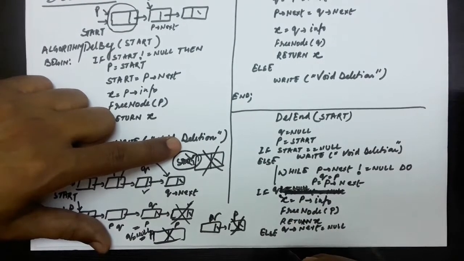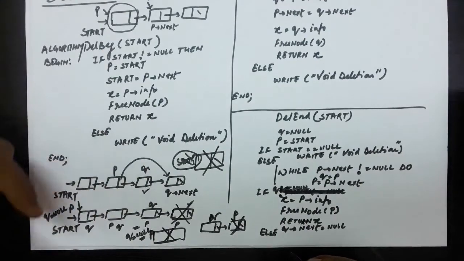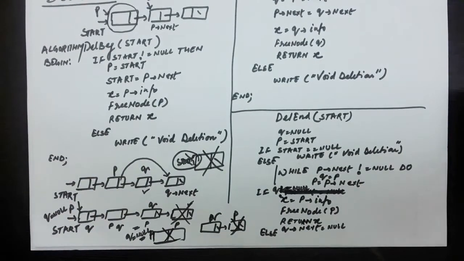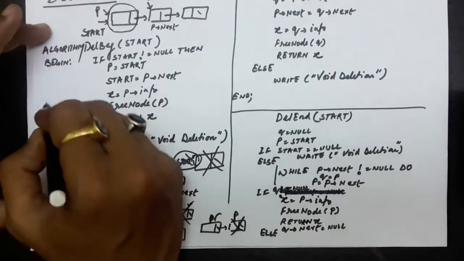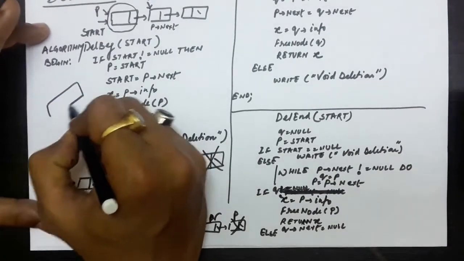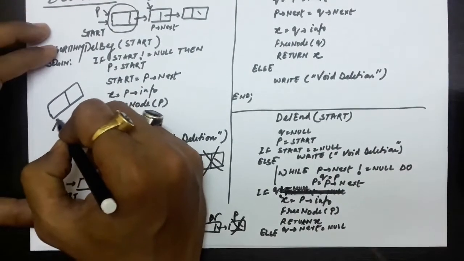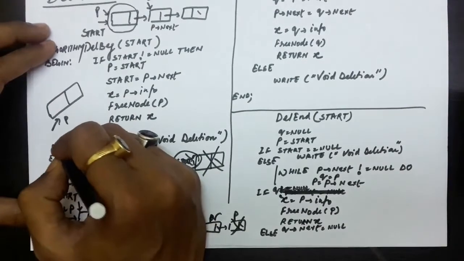So if Q is null, that means while doing the traversal, Q did not progress. Let's once again see with an example what actually has happened. Let's say this is the only node, so P will be here and Q will be null.